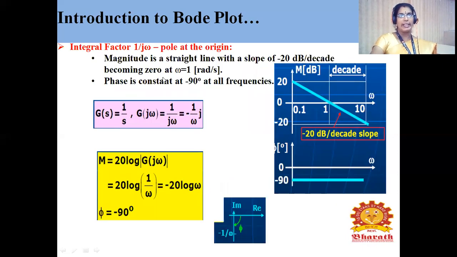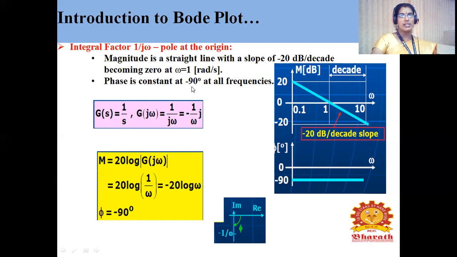Now, if I am going for the integral factor 1 by j omega, that is poles at the origin. Magnitude is a straight line with a slope of minus 20 decibels. Okay, simple thing: if you are having the positive factor in the denominator, you will be representing it with minus 20 decibels. If the same factor is used in the numerator, then it will be represented with plus 20 decibels per decade. So here we are having the j omega factor in the denominator. That is an integral factor. If it is acting as an integral factor, then the slope will be minus 20 decibels per decade.